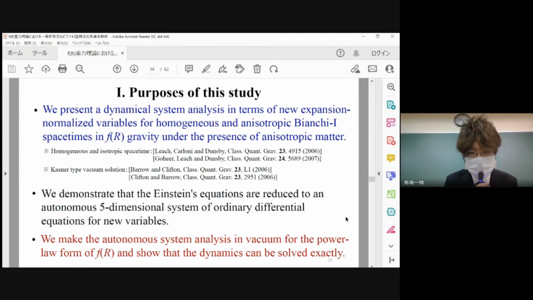We demonstrate that Einstein's equations are reduced to an autonomous 5-dimensional system of ordinary differential equations for new variables. We make the autonomous system analysis in vacuum for the power law form of F(R) and show that the dynamics can be solved exactly. In the literature for homogeneous and isotropic spacetimes, there are several works, and also the Kasner type vacuum solution. There are also several papers by Professor Barrow.